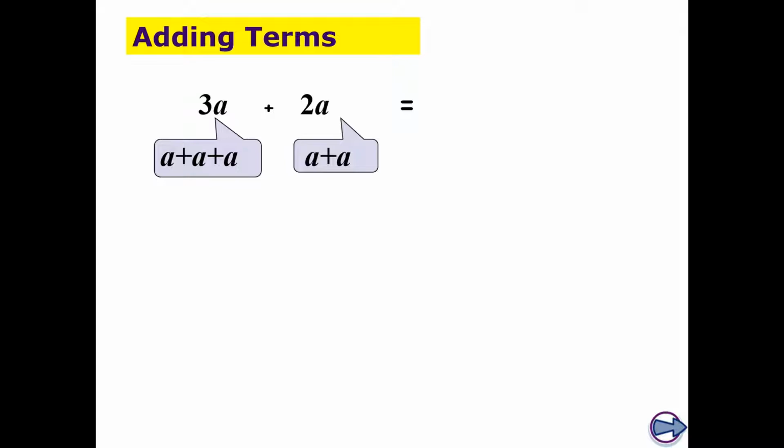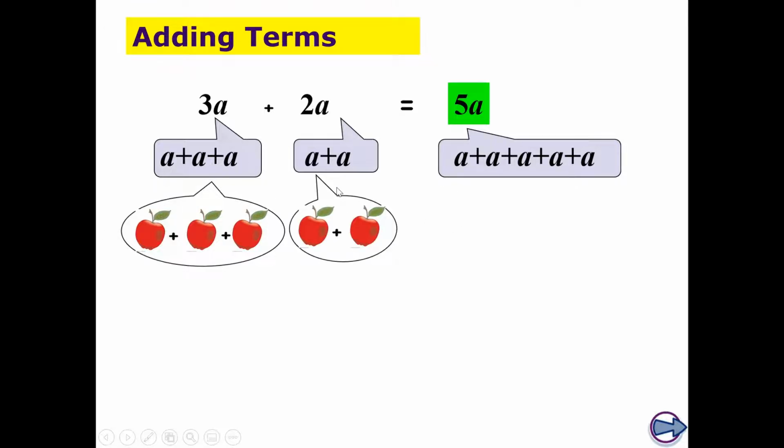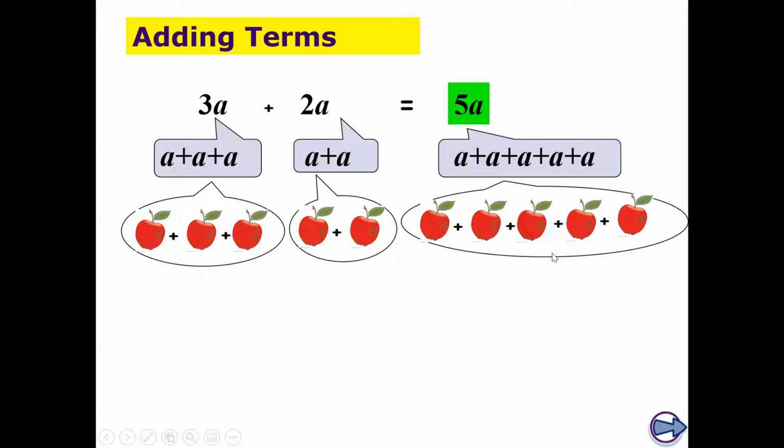If we were to add terms together now, so 3A plus 2A, we've got 3 lots of A here, and we're going to add 2 lots of A, we end up with 5A. So you could think about that as our first example, we've got 3 apples, adding 2 apples, and now we get 5 apples, and we just write that as 5A.